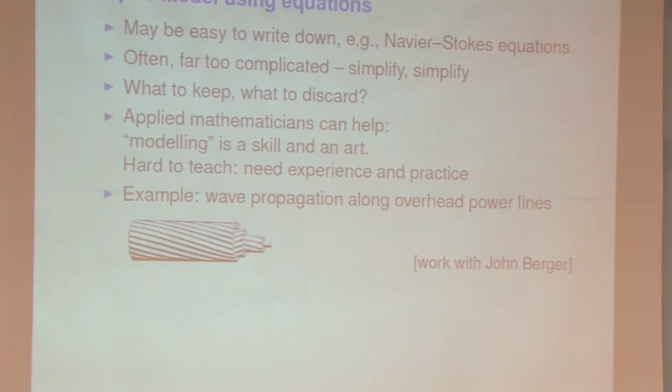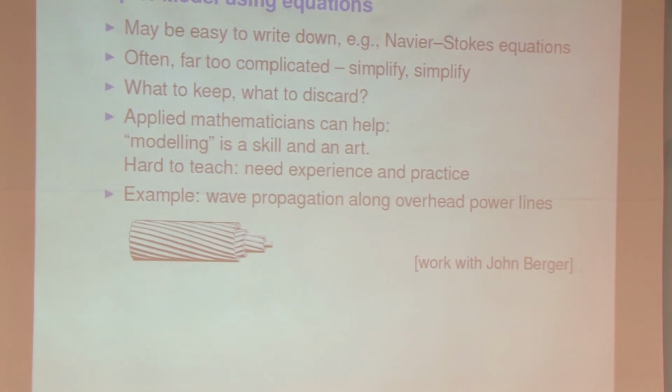It's a circular cylinder. That's great, right? Simplify the geometry. It's already simple. But the composition of the cylinder is complicated. You all know what a piece of wire is like, a piece of rope. It's a complicated thing.